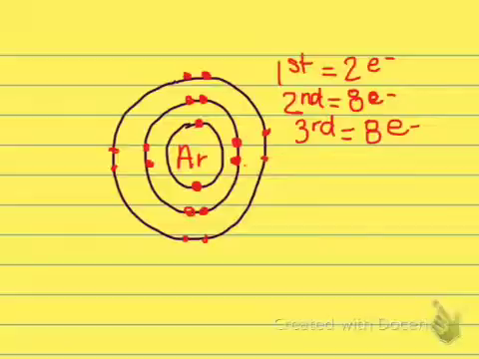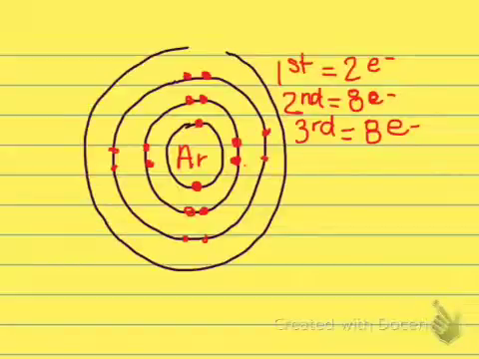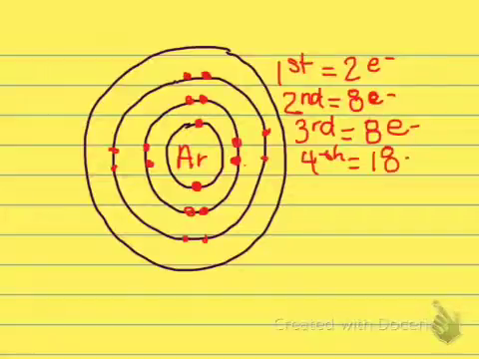If you happen to have a fourth layer, or a fourth orbital, the number that can be held in that fourth orbital is 18 electrons.